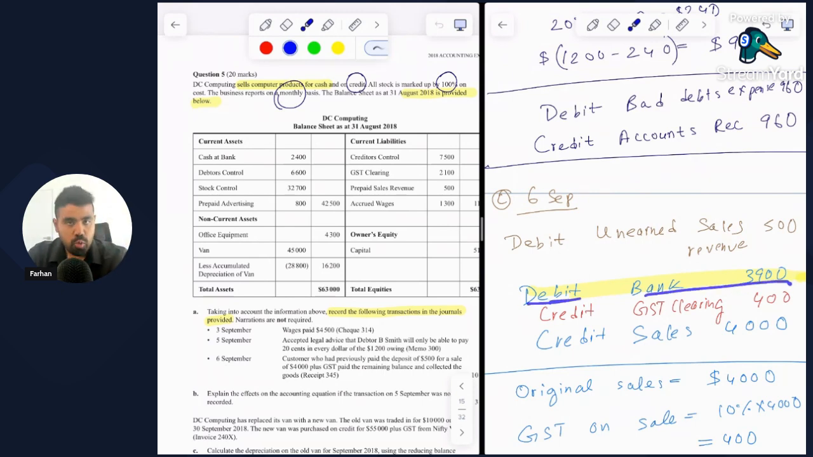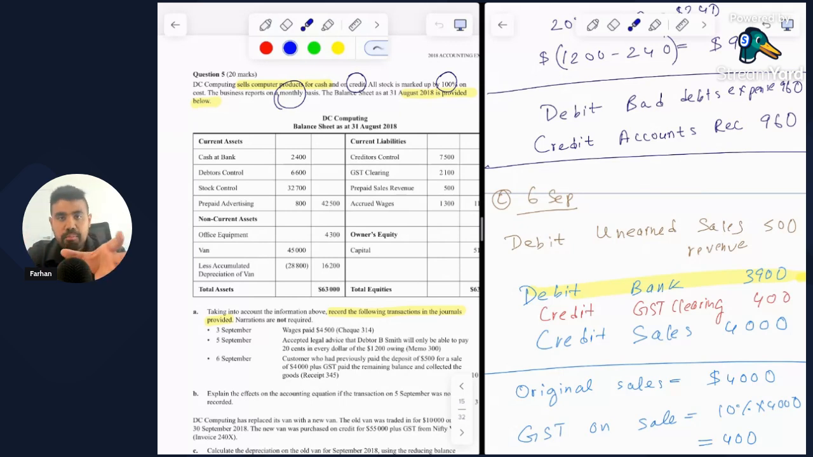Now, let me just quickly walk you through this transaction again. So what really happened? So we had a customer who paid us in advance in the previous month of August, and the amount we collected in advance was $500. We didn't deliver our goods or services in the previous month. So what happened is when we prepared the balance sheet, we recorded this as an unearned sales revenue of $500 under the current liability section.